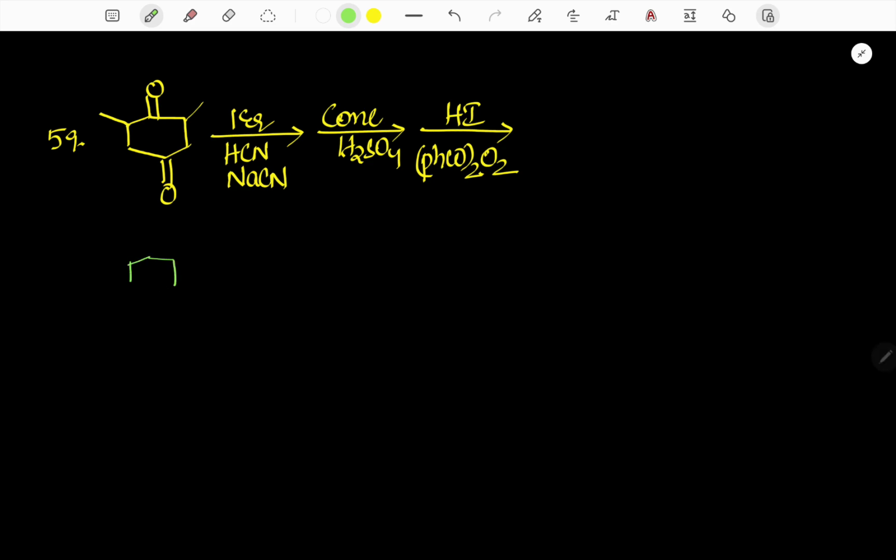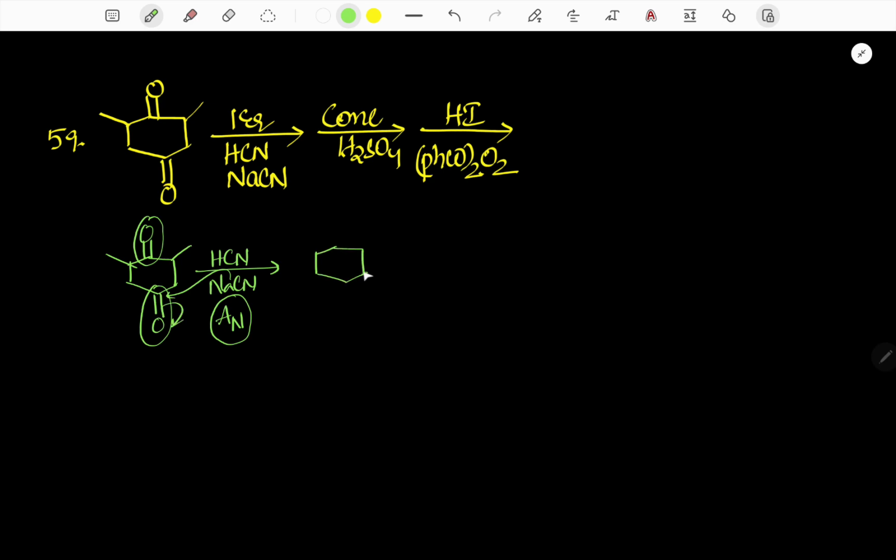The reactant has two ketones. One is a more sterically hindered ketone, another one is a less sterically hindered ketone. When it is treated with HCN and NaCN, we think about nucleophilic addition, and we know that of the more sterically hindered and less sterically hindered ketones, the less sterically hindered ketone will react. So finally we get the corresponding cyanohydrin.